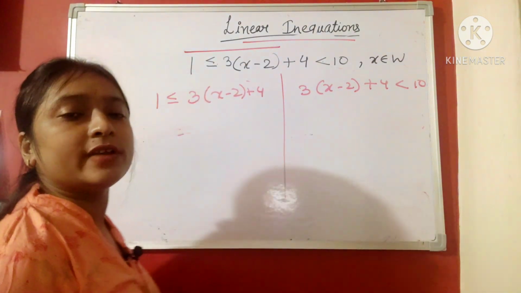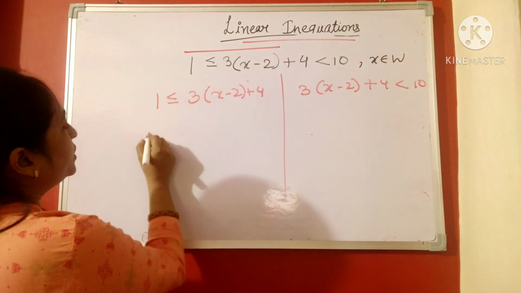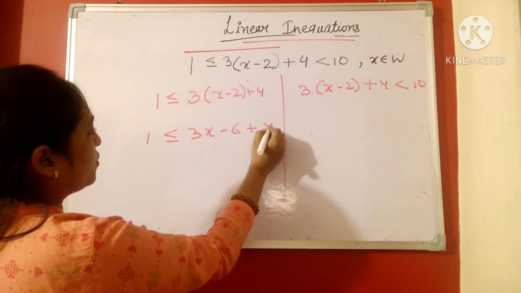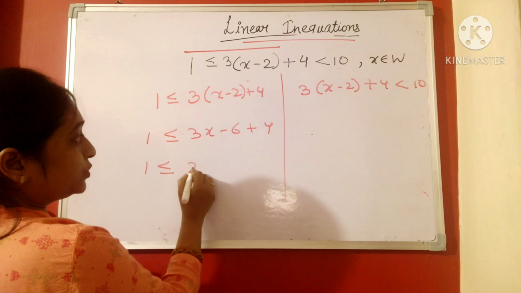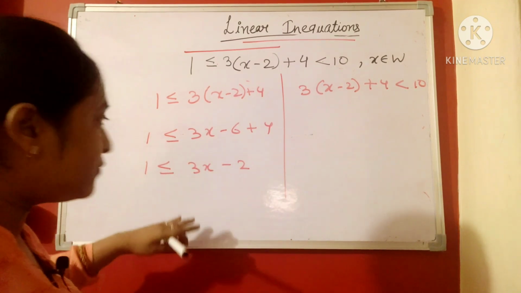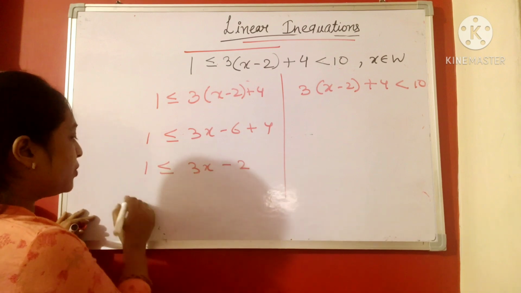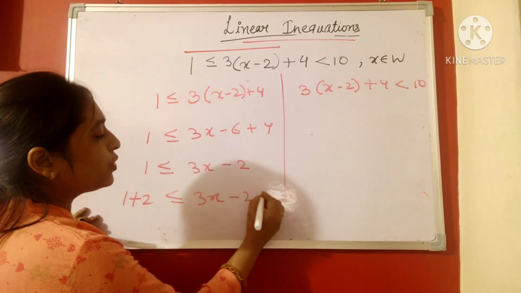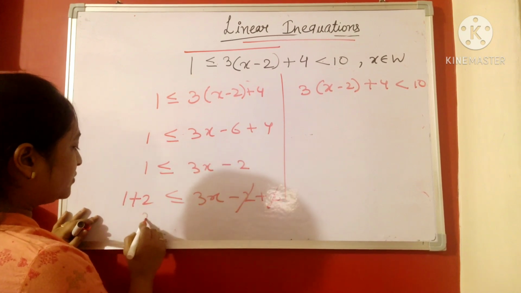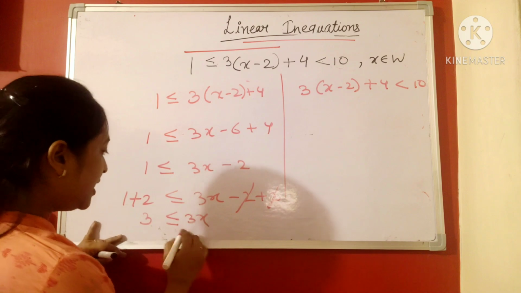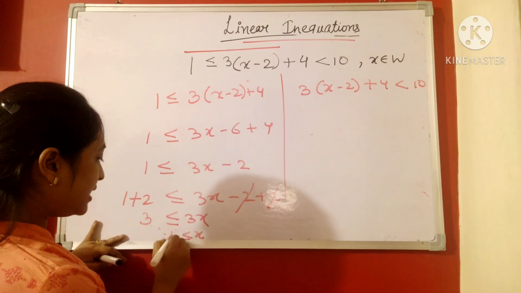And here we will solve as we have solved previously, which is 1 less than or equal to 3x minus 6 plus 4. 1 is less than or equal to 3x minus 2. Now we have to again solve for x. So add to both sides 1 plus 2. Why have we added? Just to cancel this 2. Fine, 3 less than or equal to 3x. Now divide by 3 on both sides, which will give x is greater than or equal to 1.